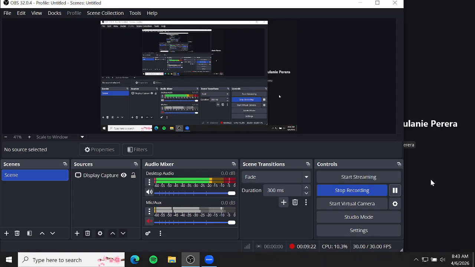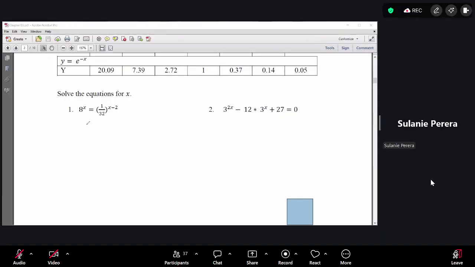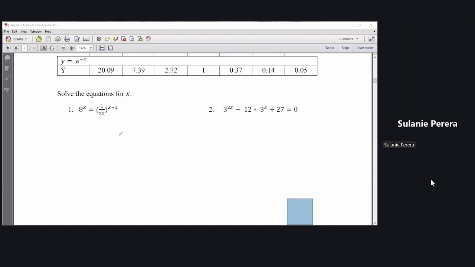So how do we solve this? You have to bring both sides to one base. 8 is 2 times 2 times 2, which is 2 to the power 3. And then I write the x outside. Equals 32, which can be written as 2 to the power 5, since 2, 4, 8, 16, 32, to the power x minus 2.